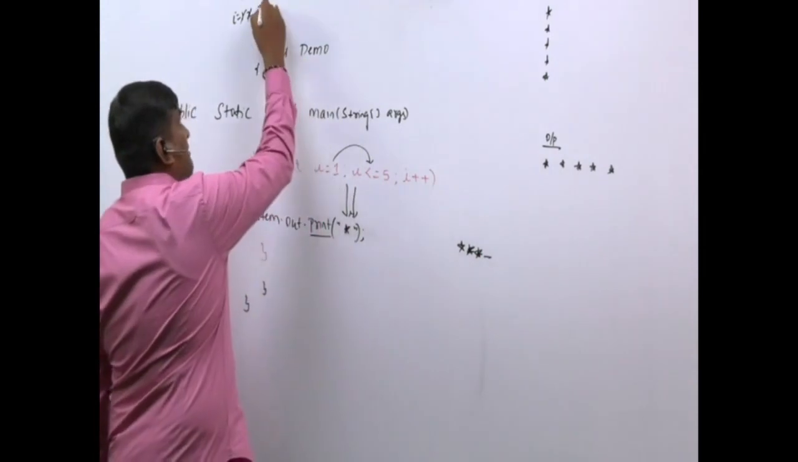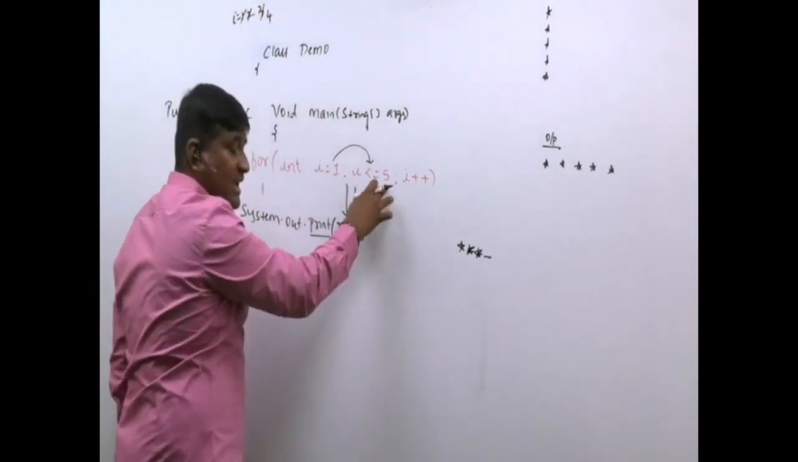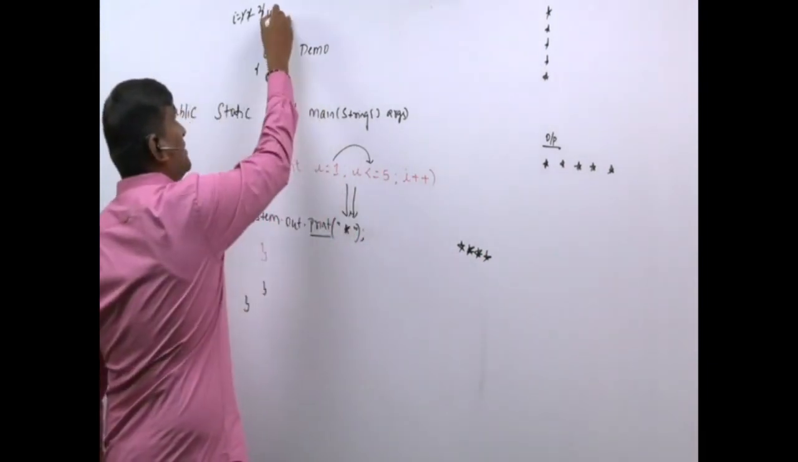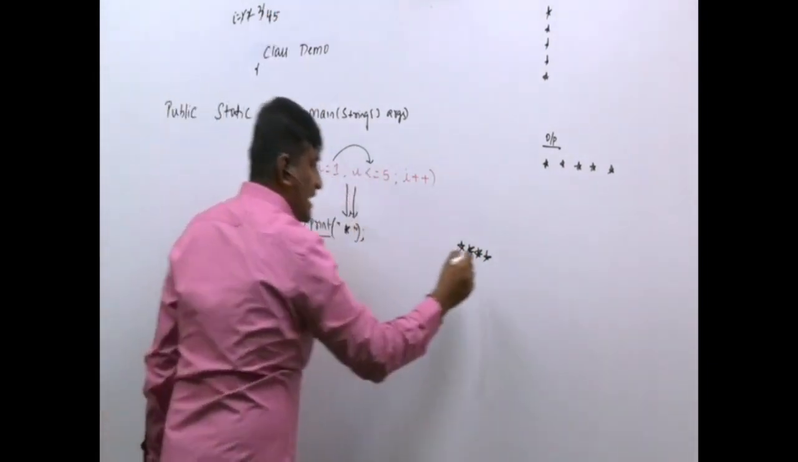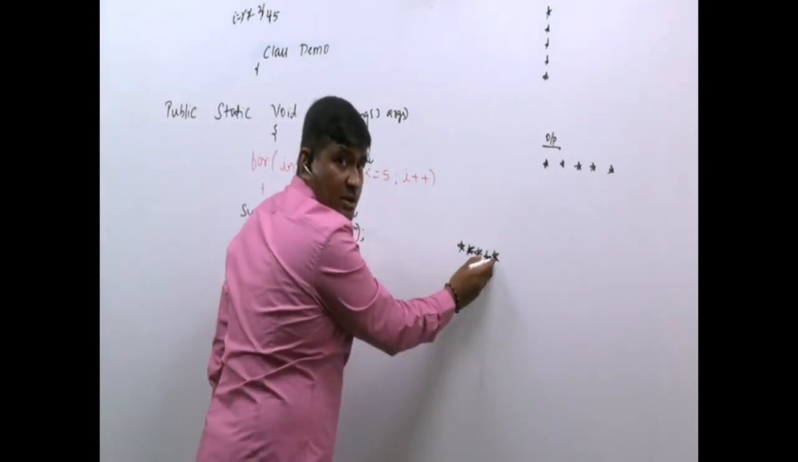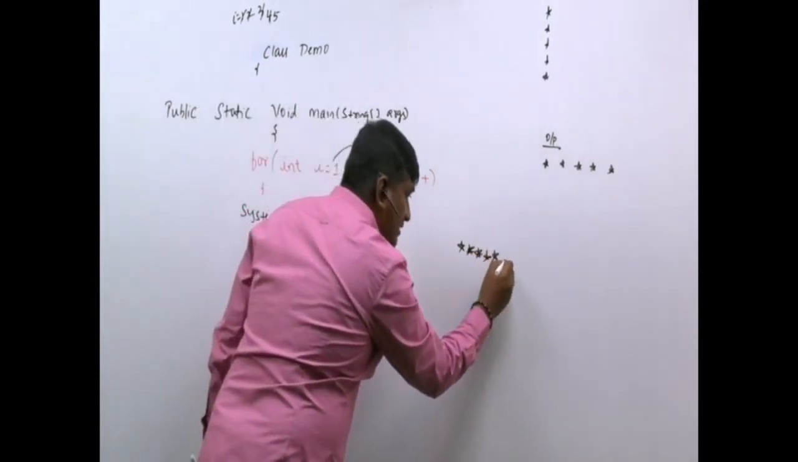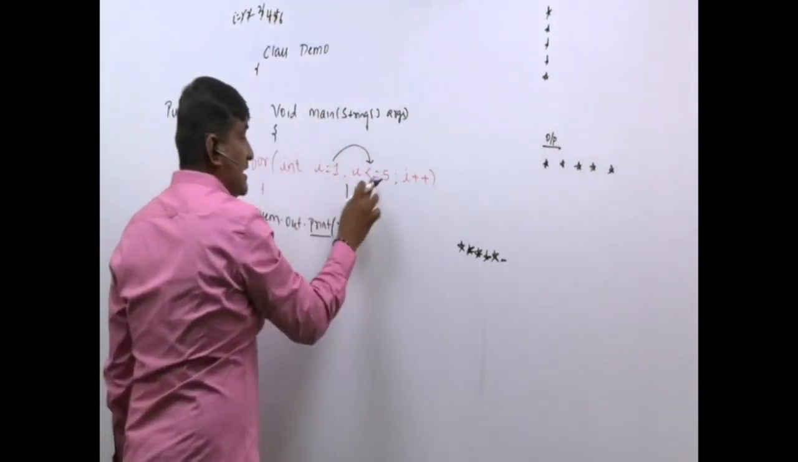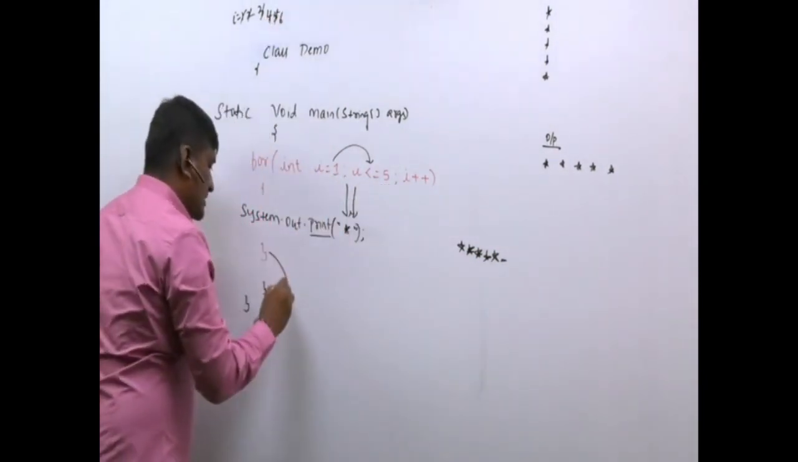Again increment, I becomes 4. Is 4 less than or equal to 5? Yes, come inside. Print star. Again increment, 4 becomes 5. Is 5 less than or equal to 5? Yes, come inside. Print star. Tell me, after displaying this star, will control go to the next line or stay in the same line? The cursor will be in the same line. Increment, 5 becomes 6. Is 6 less than or equal to 5? No, the condition fails, control will come outside.